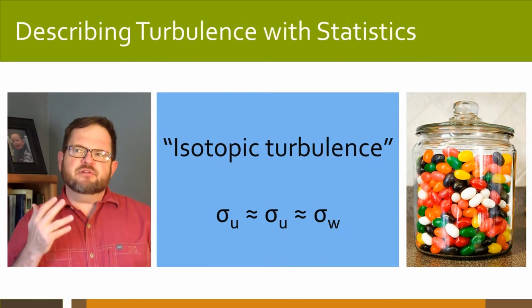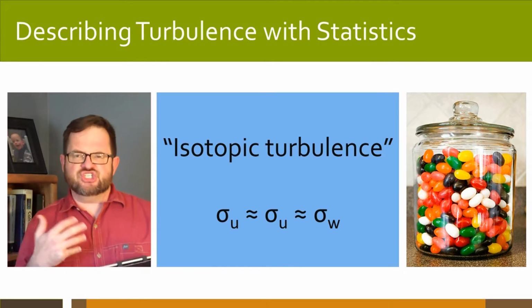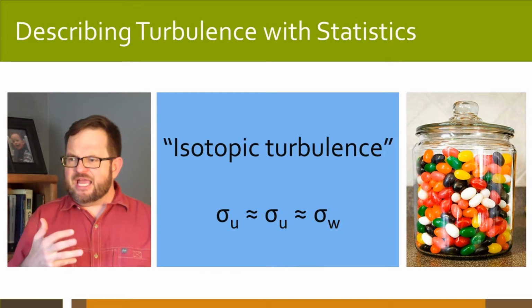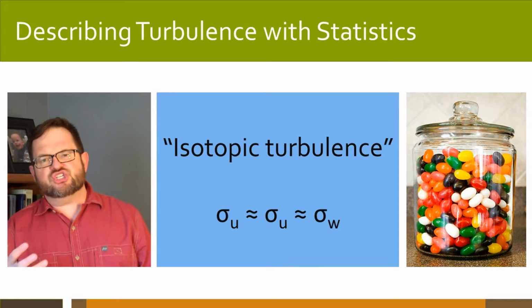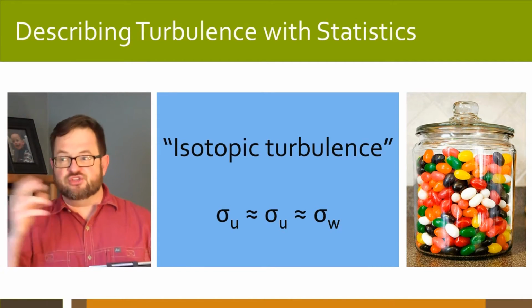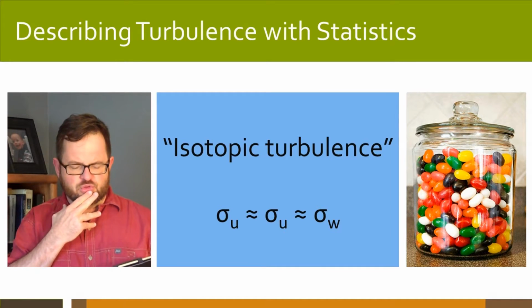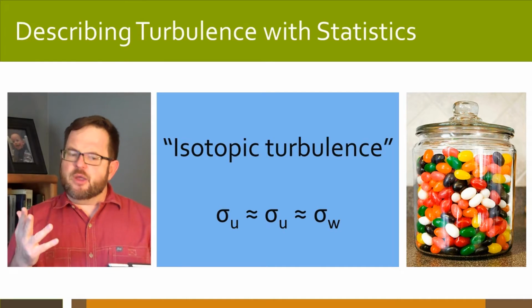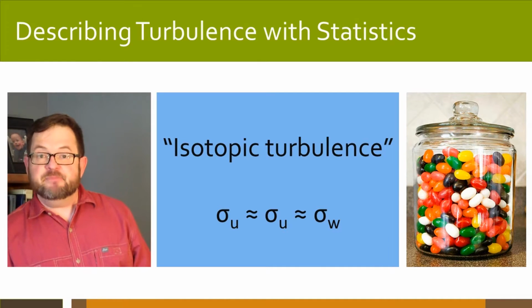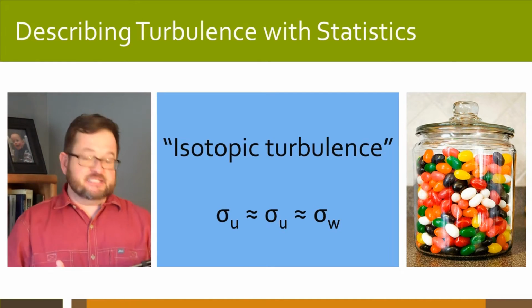So there's going to be a number of different ways that this can shake out, in terms of the relationship as to how much turbulence is in the U component of the wind and the V component of the wind and the W component of the wind. But one decent estimate is to say that your turbulence is isotropic.